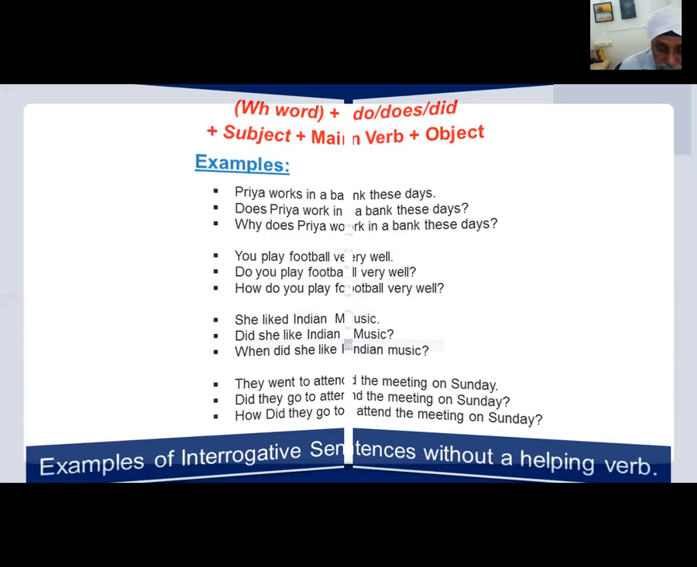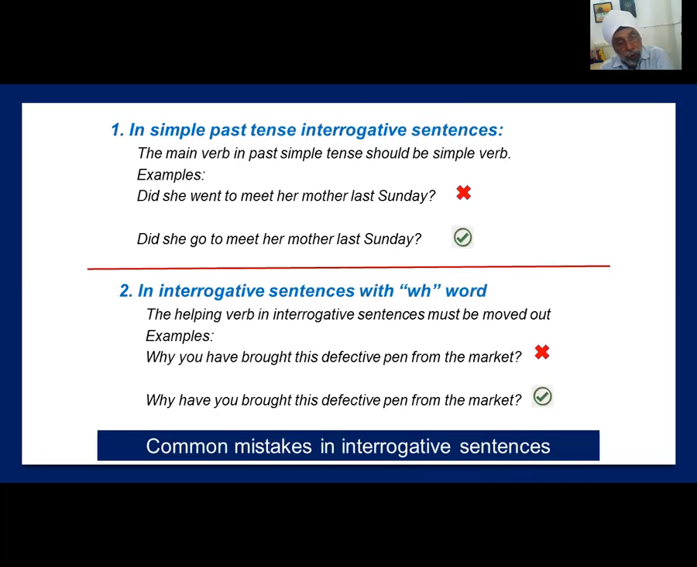The next important point we have to discuss is in simple past tense interrogative sentences. The main verb in the simple past tense should be the simple verb. Example: did she went to meet her mother last Sunday, is wrong. Did she go to meet her mother last Sunday?